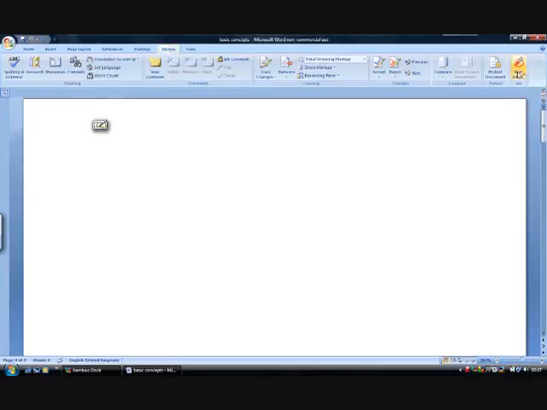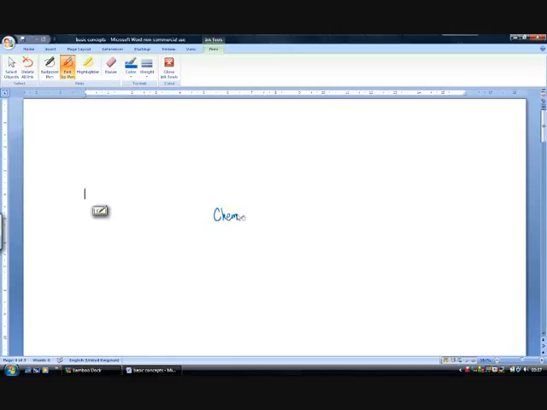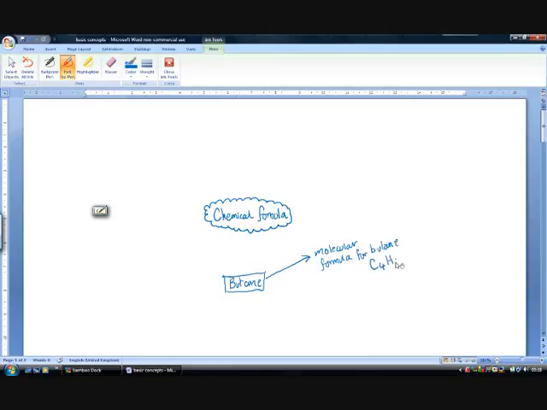If we start off then with chemical formula, and we'll work with butane to start with. Butane, but means 4 carbons. So the molecular formula, which is the number of atoms of each element in the molecule, is C4H10. So that's the molecular formula.